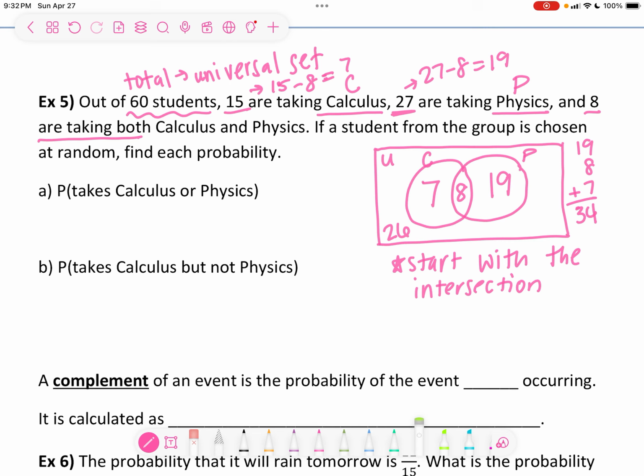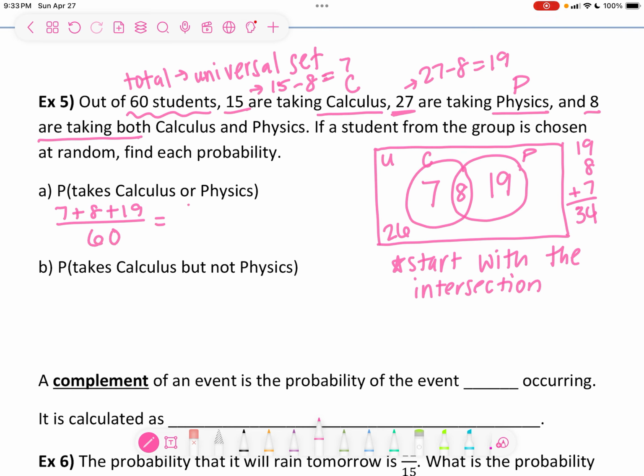Okay? All right, probability takes calculus or physics. So that means anything in the C circle, anything in the P circle, just add those numbers up. So that's 7, 8, and 19. Well, we already added those up before, right? Right here. We got 34. So the probability that they take calculus or physics is going to be the 7 plus the 8 plus the 19 over the total, which is the 60 students, okay?